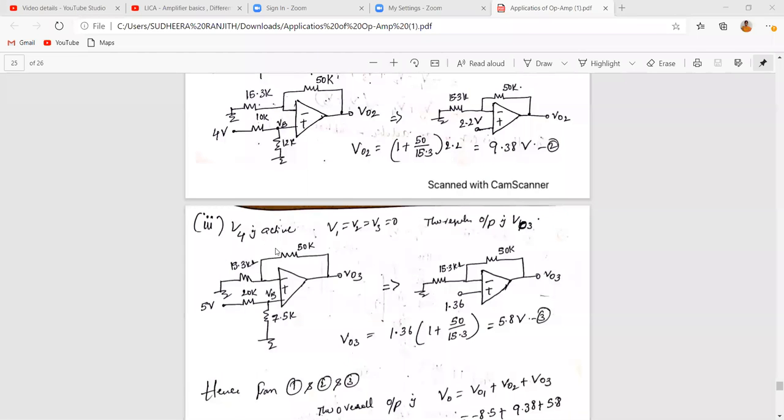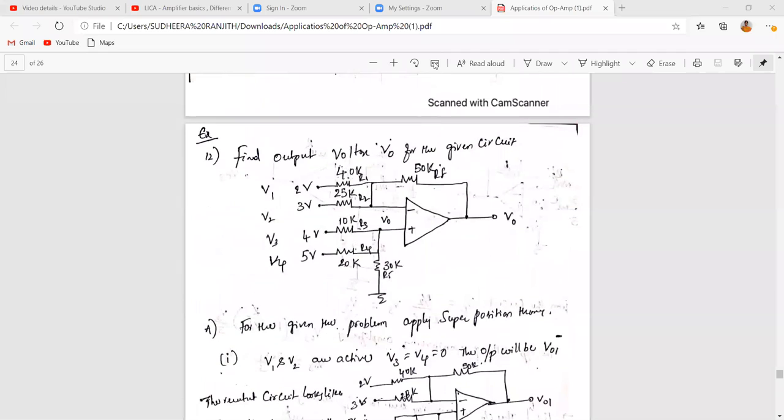Coming to the third case, V4 is active, and the remaining are all inactive. That means V3 is grounded, V2 is grounded, V1 is grounded. So same, the equivalent resistance is 15.3 kilo ohms, then replace. But here, these two resistances are in parallel. Now this 10 kilo ohm resistance is connected to ground. These two are in parallel.